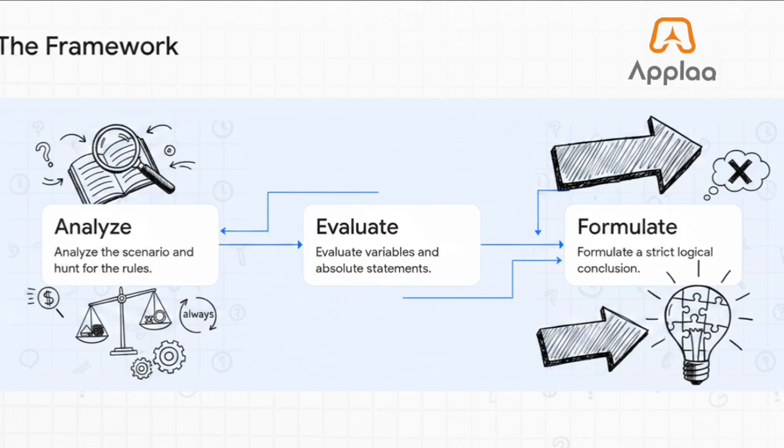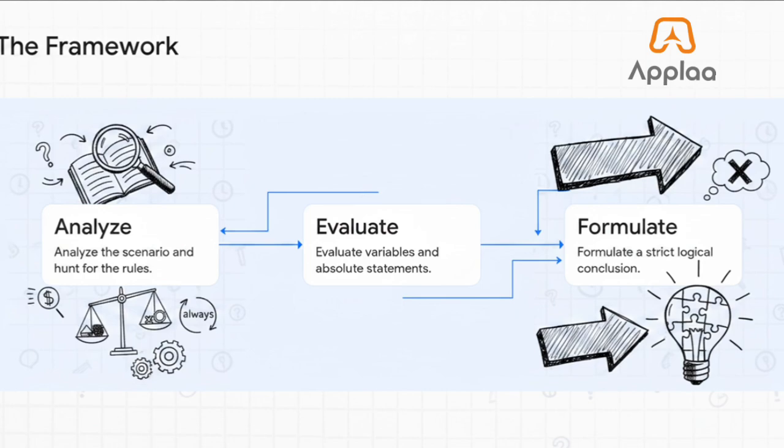Step 1. Analyze the scenario. Read the text, but read it actively. You're hunting for the rules of the game being laid out for you. Step 2. Evaluate the variables. Spot the constraints, the hard numbers, the absolute statements like all, none, or always, and those tricky conditional statements like if and then. These are literally the building blocks of your answer.